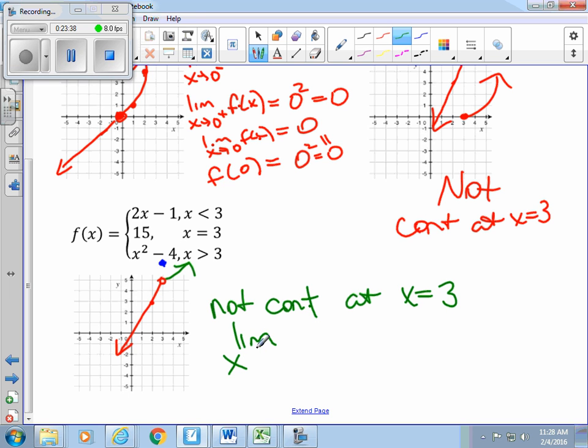The limit as x approaches 3 of f of x is what? 5, which is not 15. That is not the same as f of 3, which is 15. So the limit and the function value were different. Does everyone see which case that failed?